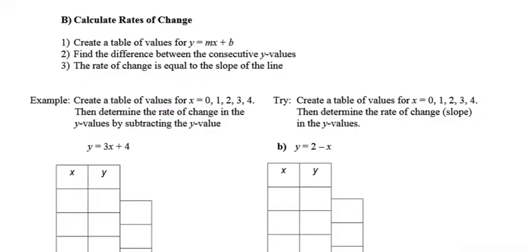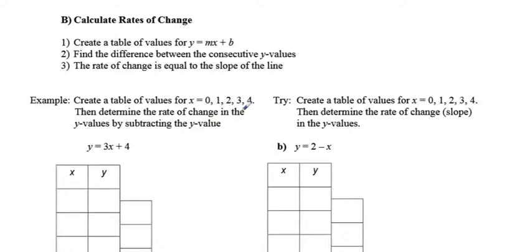form. Okay, so now we're going to calculate rates of change. And what we're going to do first is we're going to create a table of values for an equation. We're given the equation y equals 3x plus 4 here. We're going to presume that our x values are 0, 1, 2, 3, and 4. But remember, for a line, the x values can be anything, but we're just using the easy ones, and we're just going up by ones. And it's important that we go up by a constant amount.